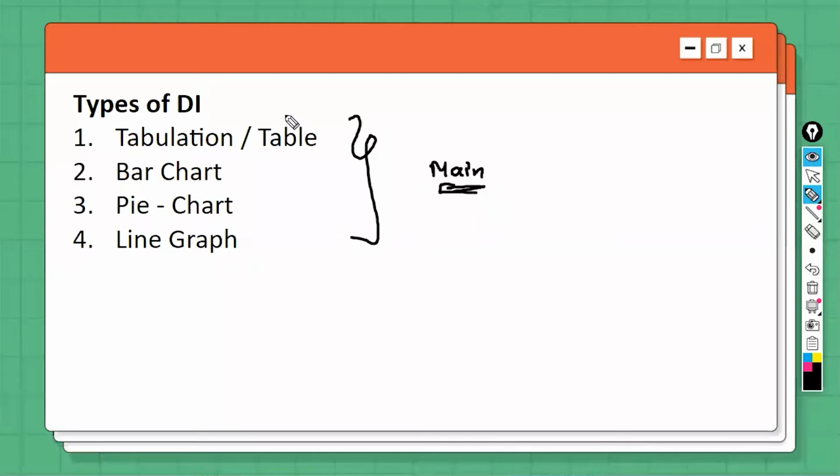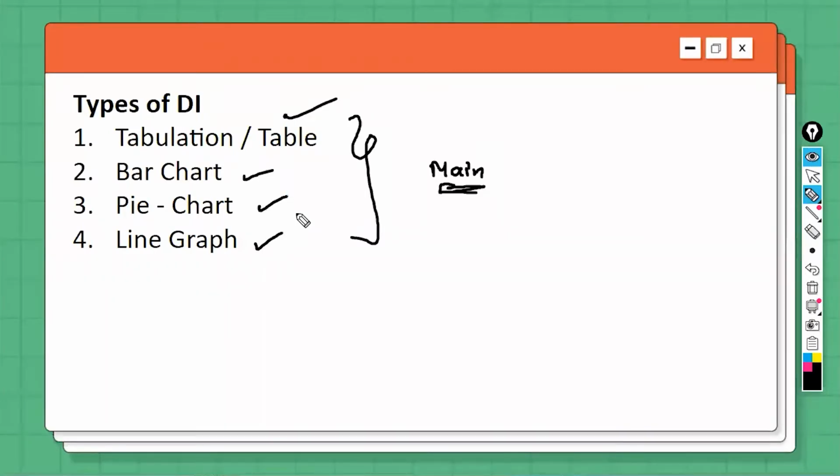Data can be represented in the form of a table or a tabular column. It can be represented in terms of a bar chart, in terms of a pie chart, or in the form of a line graph, and so on. Multiple representations are possible. Even data can be represented in terms of a paragraph, which is called a case let.